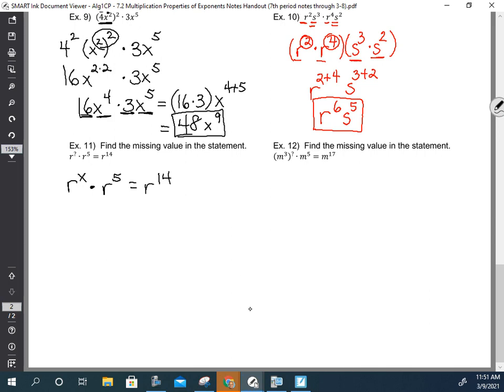So, are there any parentheses in this problem? No. So there's no parentheses. So that means you're not going to multiply the exponents, and you're not going to distribute the exponents. What you're going to be doing is you're going to add the exponents. You're multiplying two or more items with the same base. So we're going to add the exponents.